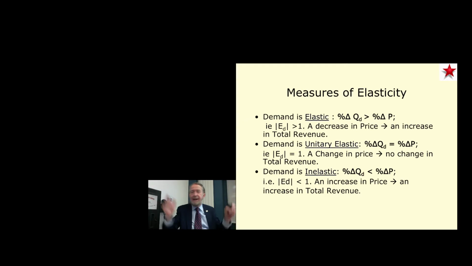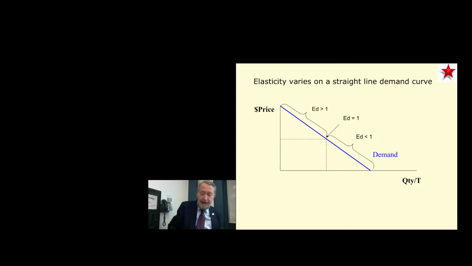Everybody with me? Good. Elastic, highly responsive, lowering price increases total revenue. Unitary, it's a wash, right? Equal, equal. Inelastic, raise price. So on a straight line demand curve, the upper portion is the elastic region of demand. The upper portion.